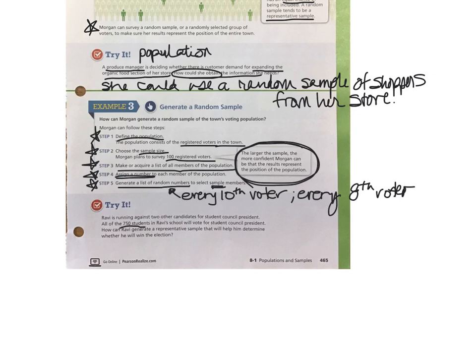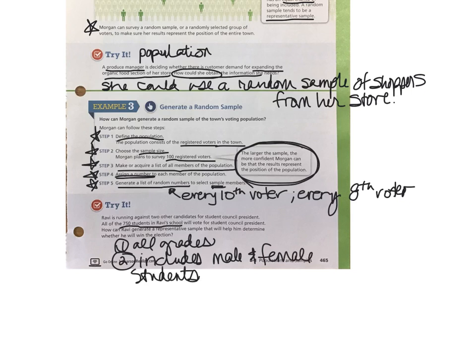So out of the 750 students in Ravi's school, Ravi will need to make sure that he generates a list of all the grade levels so that he represents students in each grade that can vote. He needs to make sure he includes both male and female students. And he doesn't want to focus on just a certain group, such as students in one particular class, because not every student would be enrolled in that class. So he could easily generate a list of all the students.